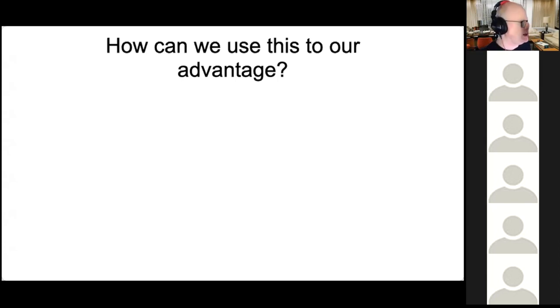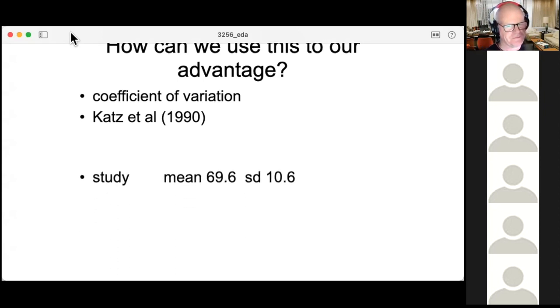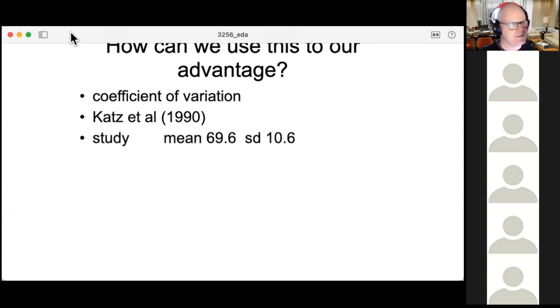All right, so this is where we left off last time, and it's the idea that I talked about last time. Okay, so how do we use this to our advantage? I talked about the idea of the coefficient of variation. These are data collected by Katz et al., 1990, and Katz is a Facebook friend of mine from Western, when he was a prof there when I was a postdoc.